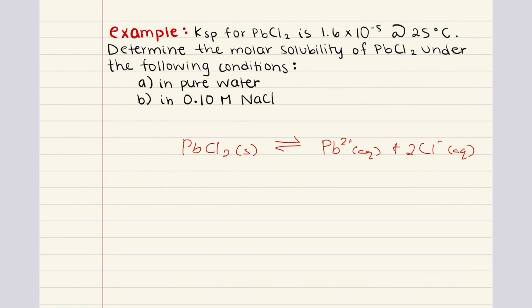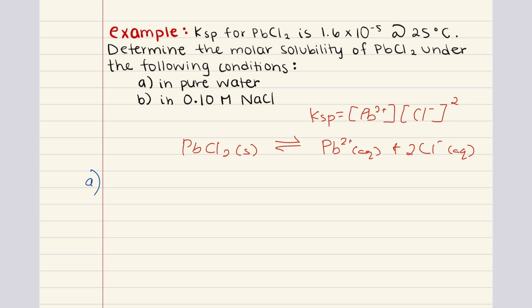Here we have solid lead(II) chloride in solution. It dissolves to give us lead(II) cations, Pb2+, and chloride anions. And here we have a coefficient of 2 in front of chloride to make sure the reaction is balanced. From here, we can go ahead and write the Ksp expression, keeping in mind that solids and liquids are not included. So our Ksp is equal to the concentration of Pb2+ multiplied by the concentration of chloride ions squared.